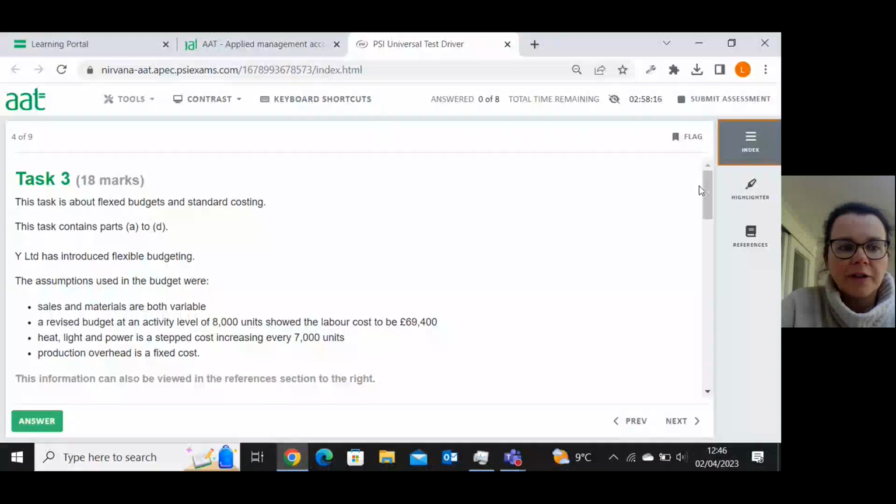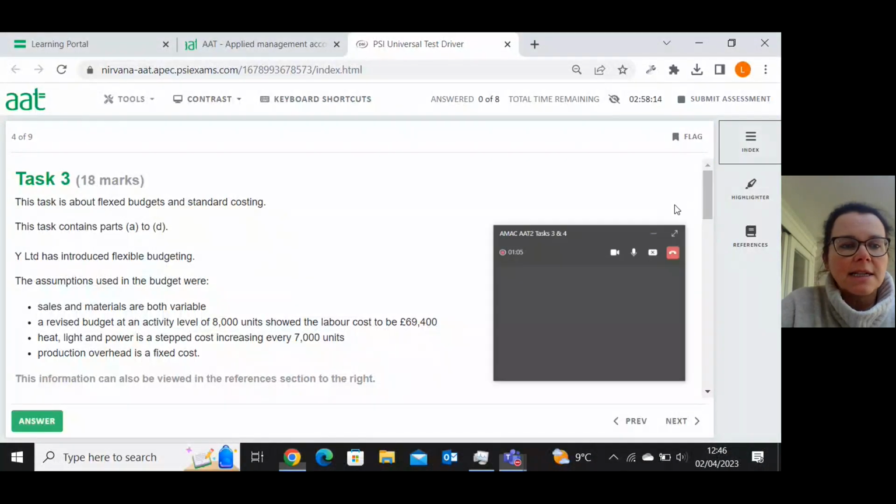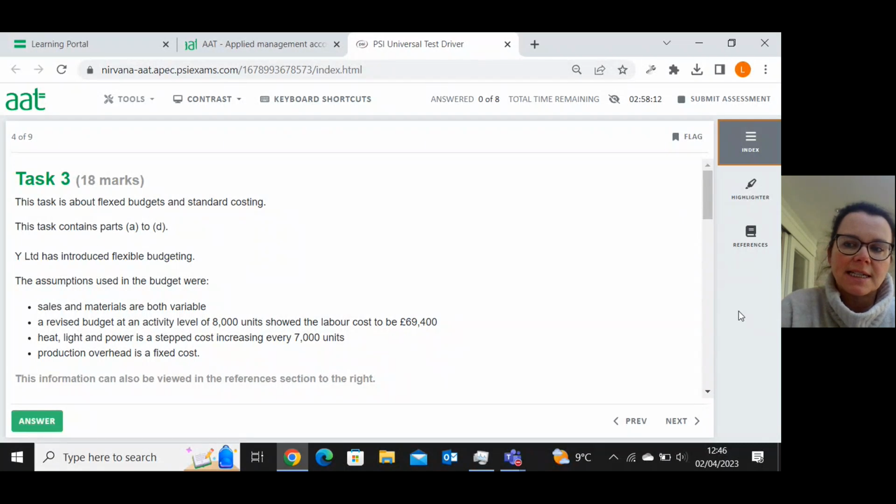In this video, I'm going to go through tasks 3 and 4 of the second AAT sample assessment for AMAC at level 4 on the Q 2022 syllabus. So just sharing the screen. So task 3. This task is about flexed budgets and standard costing.